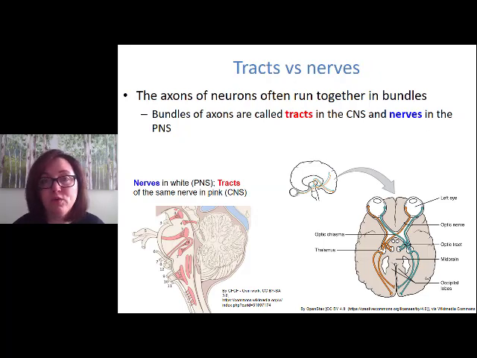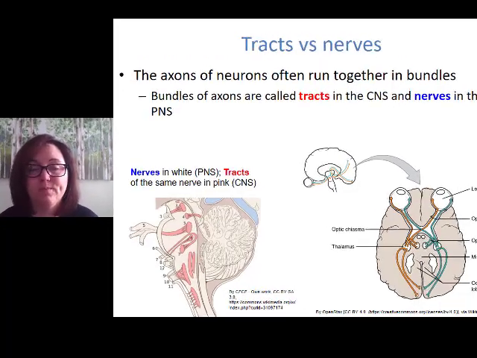Now, when we look at the peripheral nervous system, we use a different term for bundles of axons. In the peripheral nervous system, a bundle of axons is not called a tract, it's called a nerve. And I think they do this just to make us angry, right? It's the same thing, it's the same road. You'll have the same axon in one tract and its equivalent nerve, but we give it a new name in the new location.